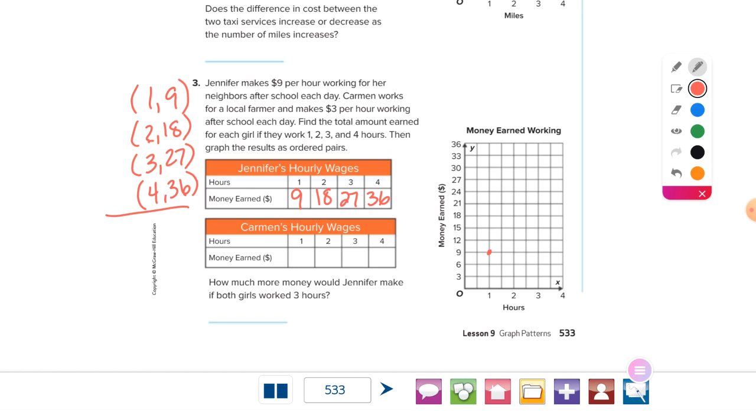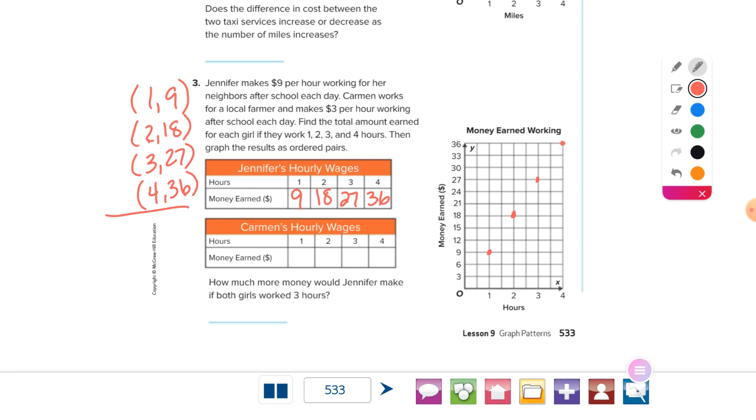Okay, Brennan, keep going. And for your 2, go to the 18 and make a dot. Okay, over 2, up to 18, make a dot. Keep going. And 3, go to 27. 3, 27, stop. Okay, and last one. Go to your 4, then at the very top, 36. 4, 36. Okay, good job.